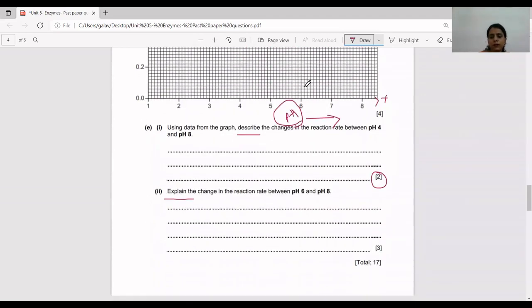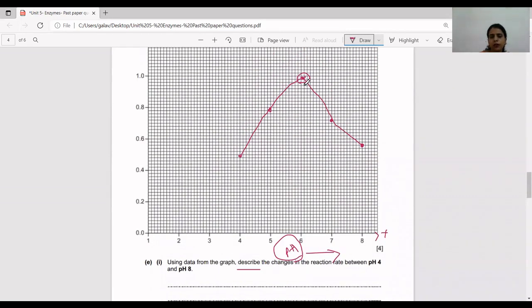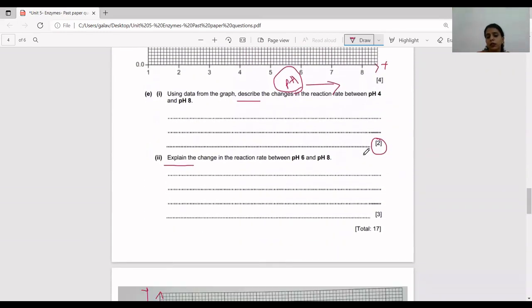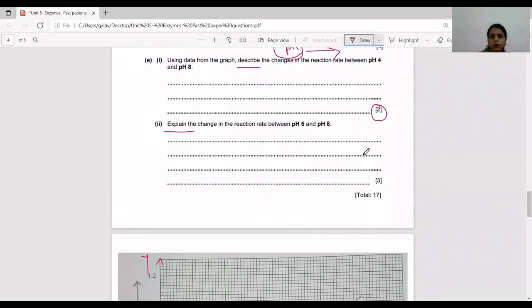But see, the question asked here is for 3 marks. So for gaining another 2 marks, you can write down that after pH 6 the rate of reaction decreases because after the optimum pH of the enzyme, when the pH goes beyond optimum pH, the enzyme gets denatured. The shape of the active site does not remain complementary to the shape of the substrate molecule. Hence, the substrate molecule cannot fit with the active site, and therefore the rate of reaction will decrease.